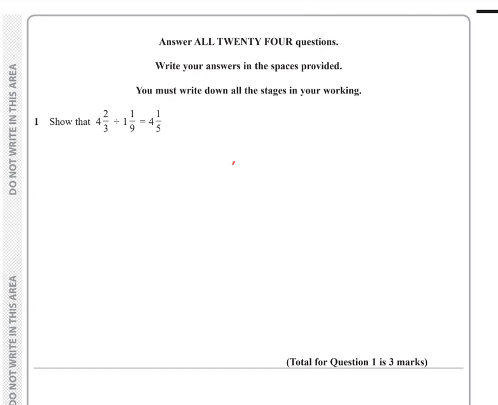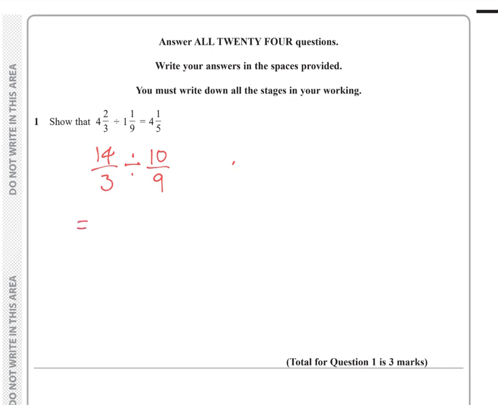So the key with all of these questions, the easiest way, is to turn it into a top-heavy fraction first of all. So 4 and 2/3, 4 whole ones is 12/3, plus another 2/3 is 14/3, divided by 1 whole one is 9/9, plus another one is 10/9. Okay, so we're just going to write down the left-hand side, so that.